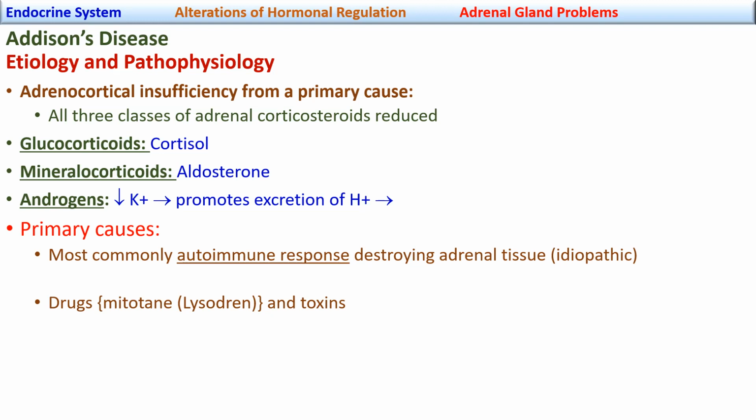Metastases, like metastatic cancer, trauma, and abdominal radiation therapy. All of these can be primary causes for Addison's disease.